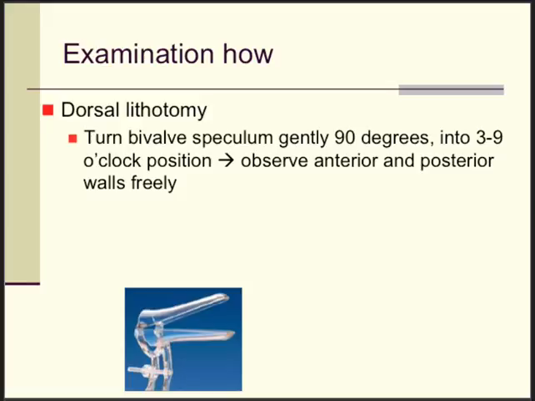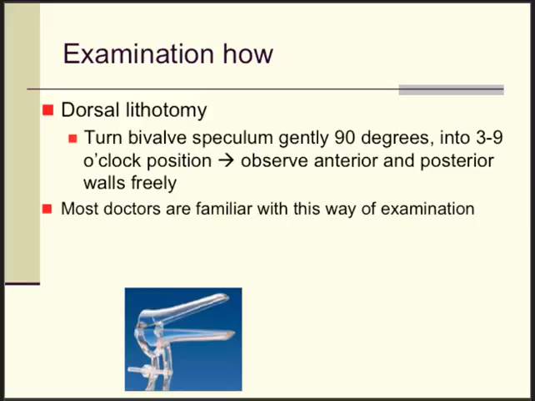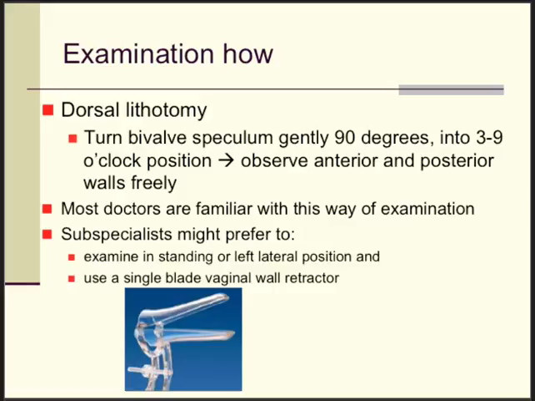So you turn it 90 degrees in the 3 to 9 o'clock position, so the blades are sideways, which means you are able to observe the anterior and posterior vaginal walls freely without interference of the speculum. Most doctors are familiar with this way of examination, so that would be my recommendation. And of course we have to realize that some specialists, urogynecologists, might prefer to examine a woman in a standing or a left lateral position, and they might prefer to use a single blade vaginal wall retractor as is depicted here.